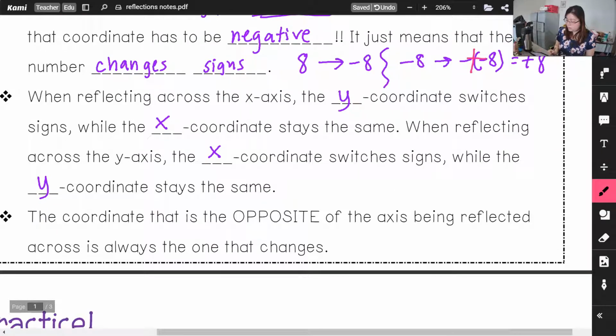The coordinate that is the opposite of the axis being reflected across is always the one that changes. Or a better way to think about that is, if you're reflecting across the x-axis, the name of the axis, x-axis, tells you that's the one that's not going to change. So if you're reflecting across the x-axis, x stays the same, y value changes signs. If you're reflecting across the y-axis, the y value stays the same, the x changes signs.